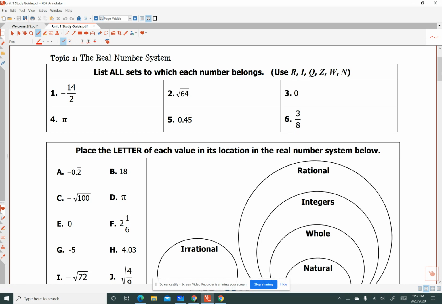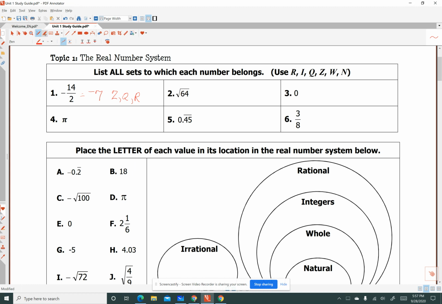So remember, we want to evaluate anything that needs to be evaluated. So, for example, we have negative 14 divided by 2, which would equal negative 7, and negative 7 is an integer. Negative 7 is a rational number because all fractions are rational numbers. And negative 7 is a real number.